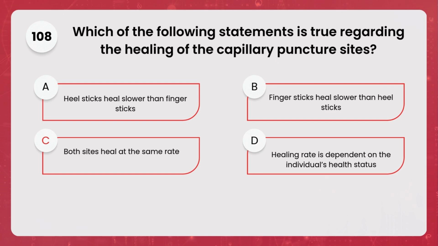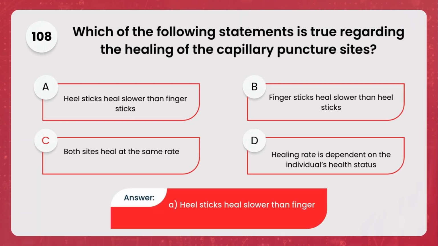A. Heel sticks heal slower than finger sticks. B. Finger sticks heal slower than heel sticks. C. Both sites heal at the same rate. And D. Healing rate is dependent on the individual's health status. The answer is A. Heel sticks heal slower than finger sticks.